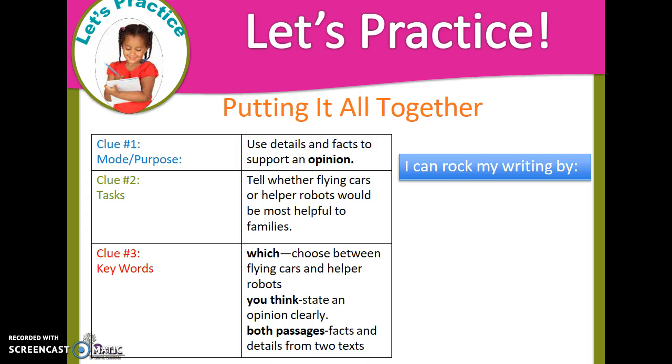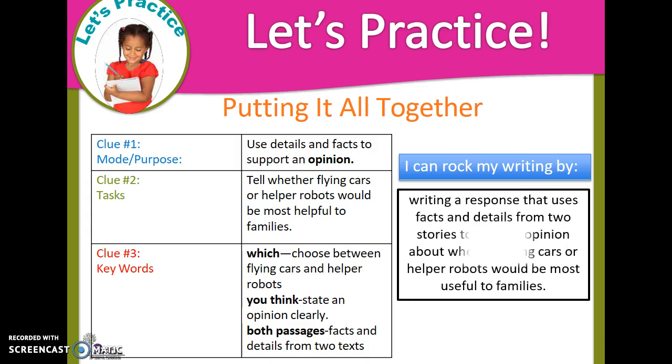Both passages. Facts and details from 2 texts. I can rock my writing by writing a response that uses facts and details from 2 stories to give my opinion about whether flying cars or helper robots would be most useful to families.